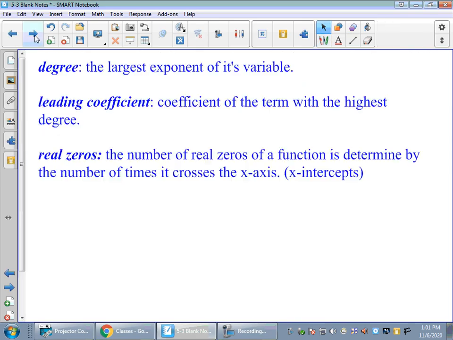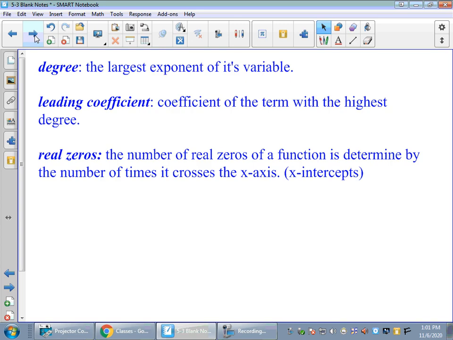All right, so the next concept is just some more terminology. Degree is the largest exponent of the variable. We've talked about finding the degree. Since there's only one variable, we won't have to add them up. The biggest one wins. The lead coefficient is the number out in front of the term that is the biggest one.